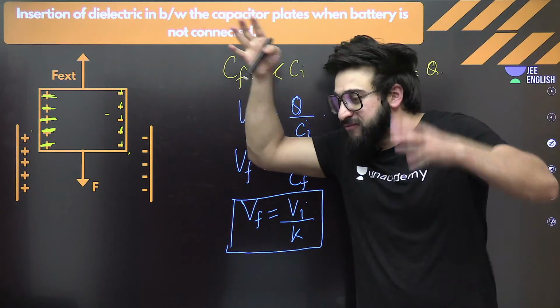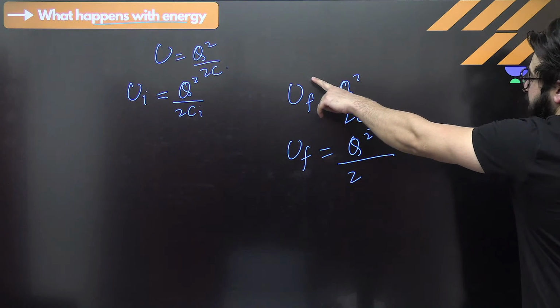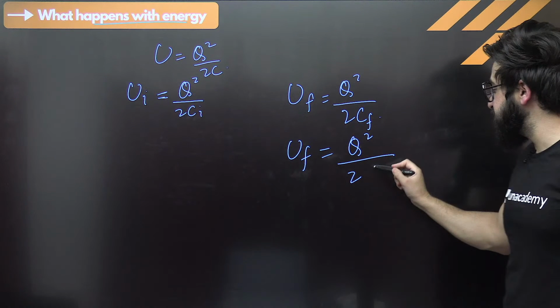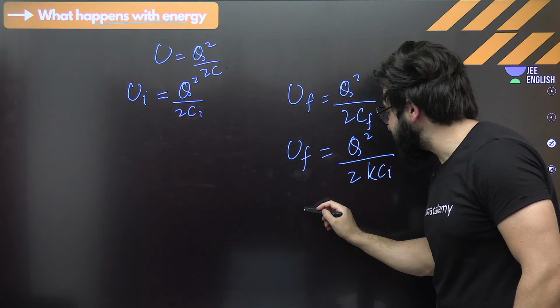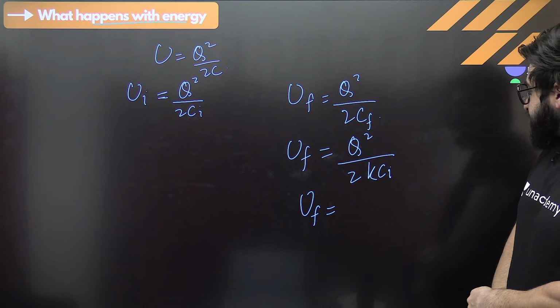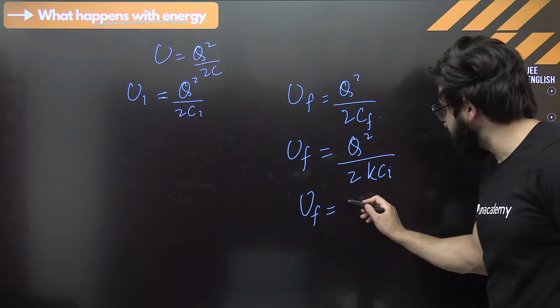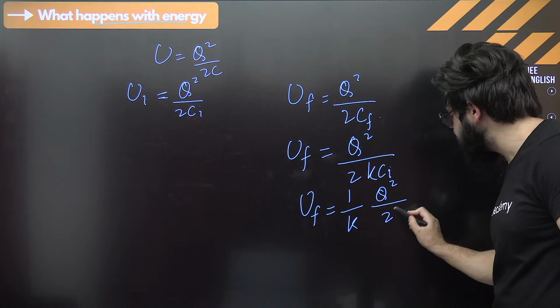Understand? After placing the dielectric, capacitance is increased by K times. So can I just write K times Ci? So this will be nothing but K times Ci, 100%. In this case, can I just write this? UF is nothing but Q squared upon K times Ci. So do one thing, this is 1 by K, and I can just write it as Q squared upon 2Ci.